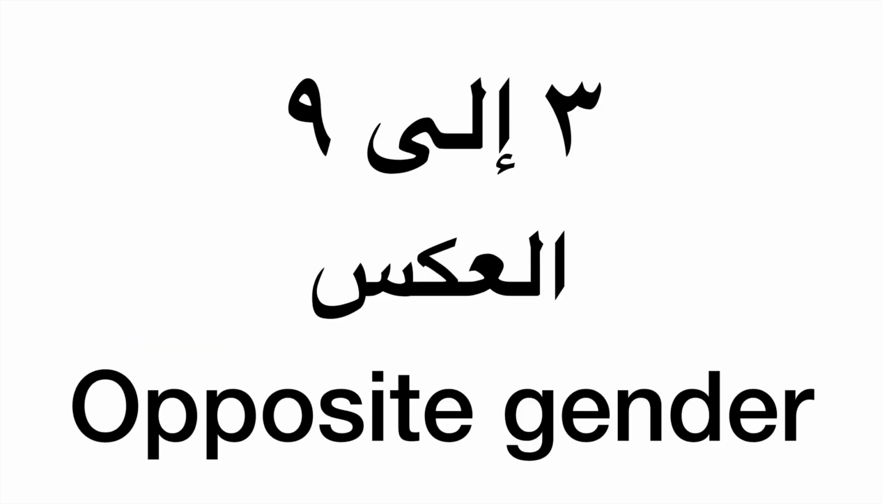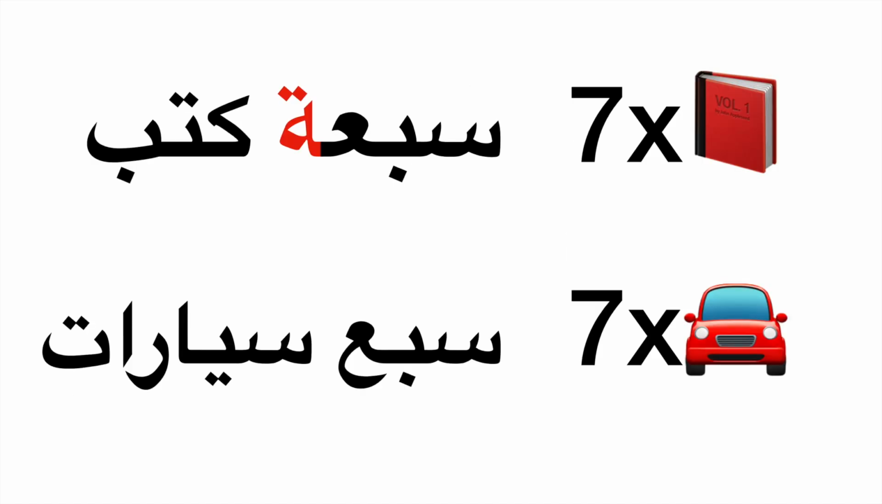Now, the numbers from 3 to 9 are the absolute opposite. They have a gender that is the opposite of the counted. And they come before the counted word. Let's see some examples. And we'll use the books and cars too. So, 7 books would be سبعة كتب. 7 cars would be سبع سيارات. Have you noticed the differences?